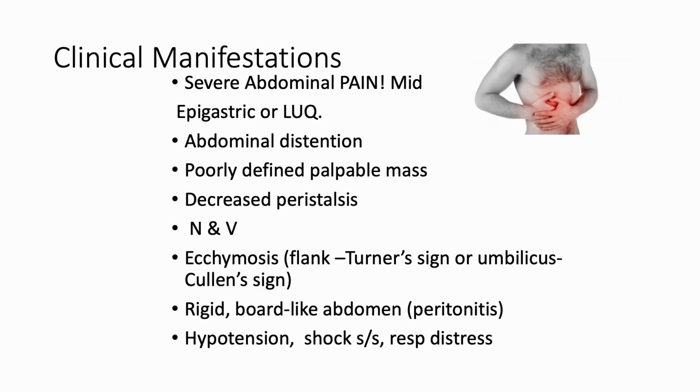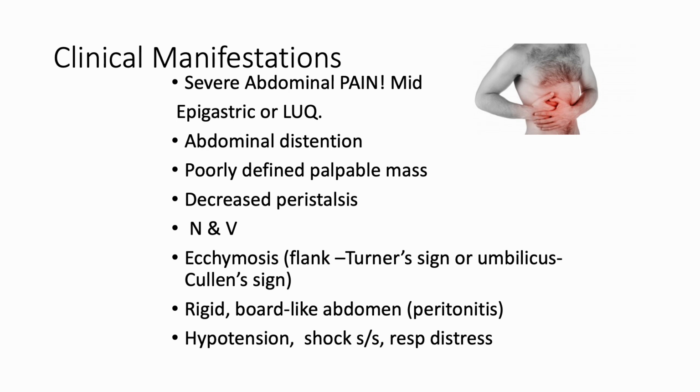How does the pancreatitis look? Often it kind of looks like gallbladder disease. Your pancreas is going to be in your left upper quadrant. Obviously in this picture, he's holding his wrong side. But severe abdominal pain can be mid-epigastric or left upper quadrant.